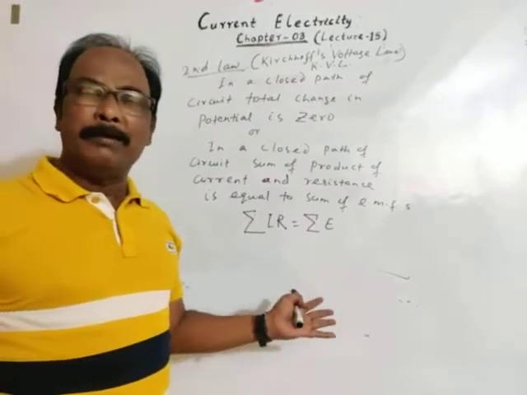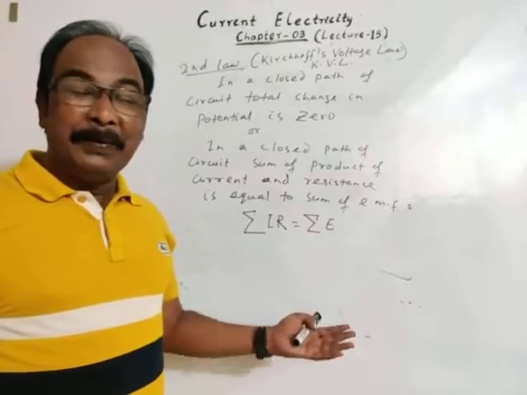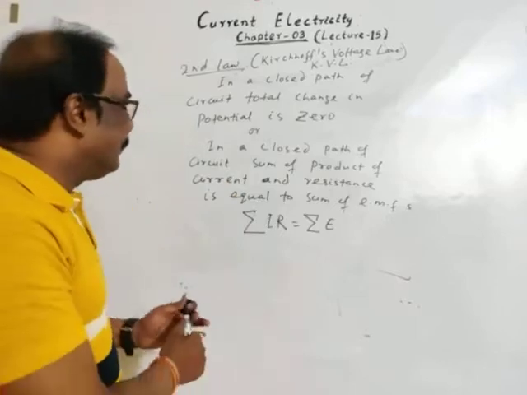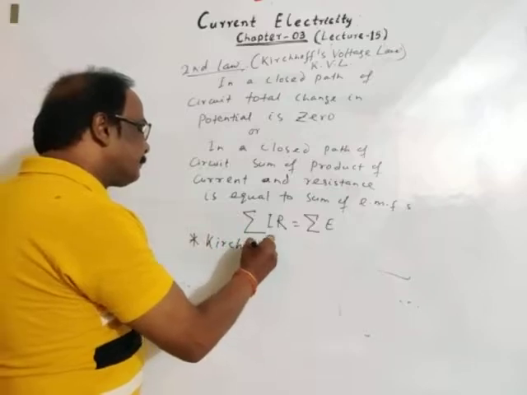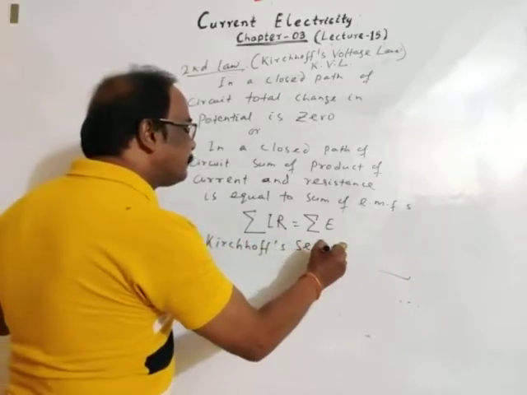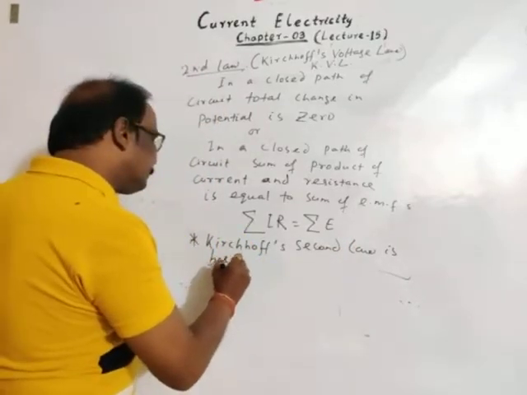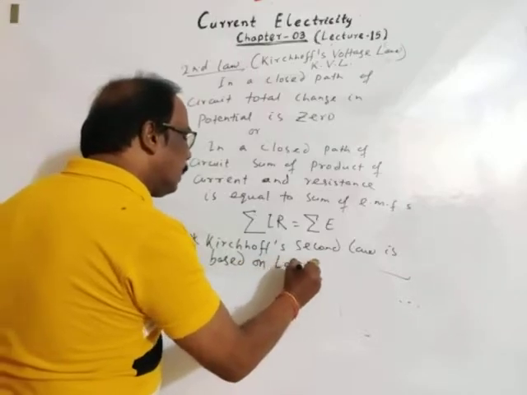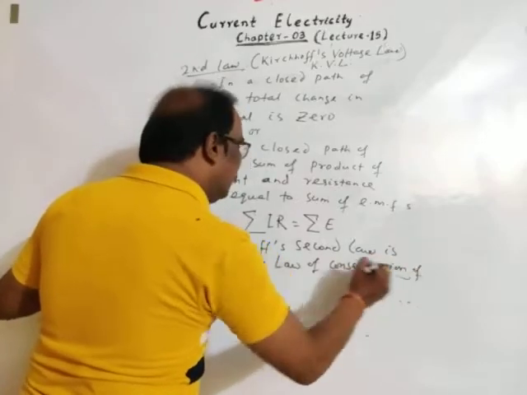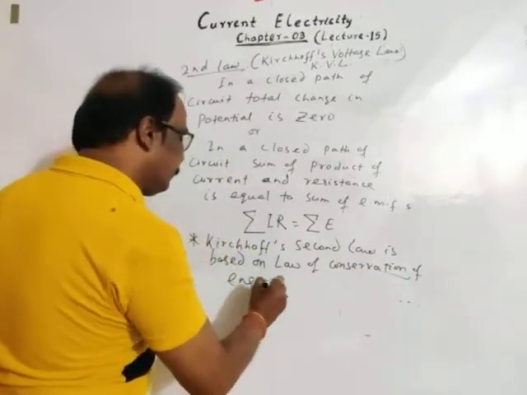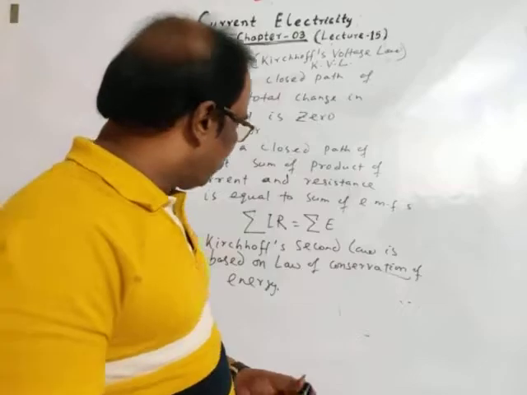Potential is source of energy, means the total change in energy is zero. So if the total change in energy is zero, we may write that Kirchhoff's second law is based on the law of conservation of energy.